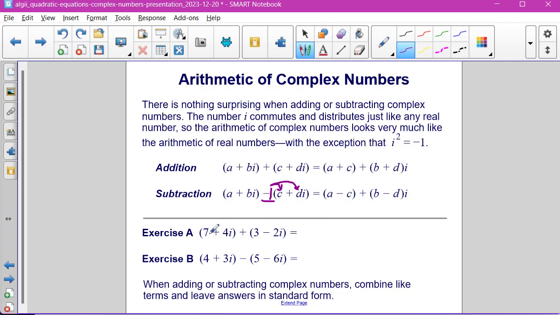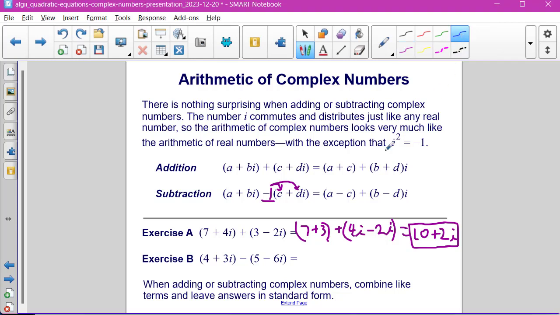Let's try using these properties for exercises A and B. So first we have 7 plus 4i plus 3 minus 2i. If we rearrange it and put our real components first, we would have 7 plus 3, and then we would have plus our imaginary components 4i minus 2i. And then when we do simplify these, we would end up having 10 plus 2i as our final answer.